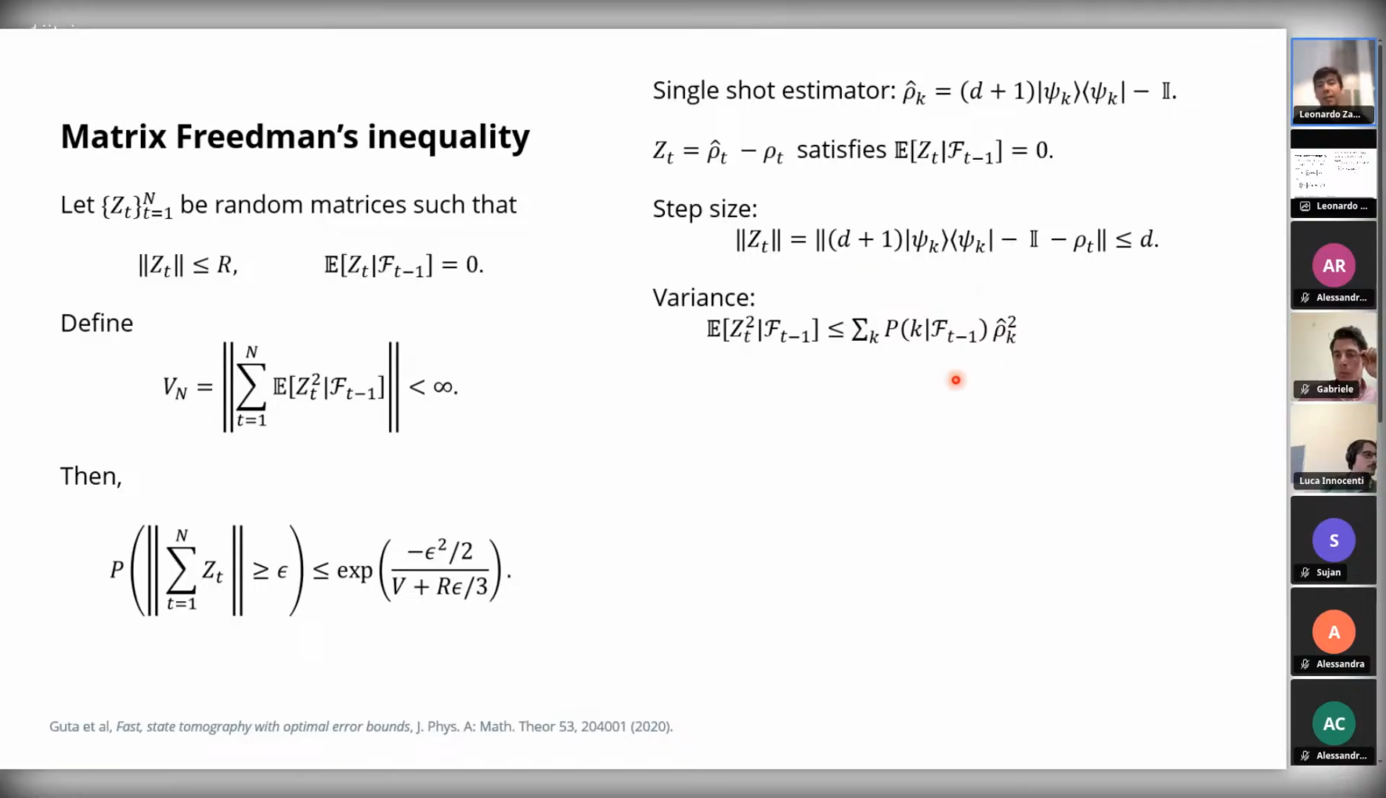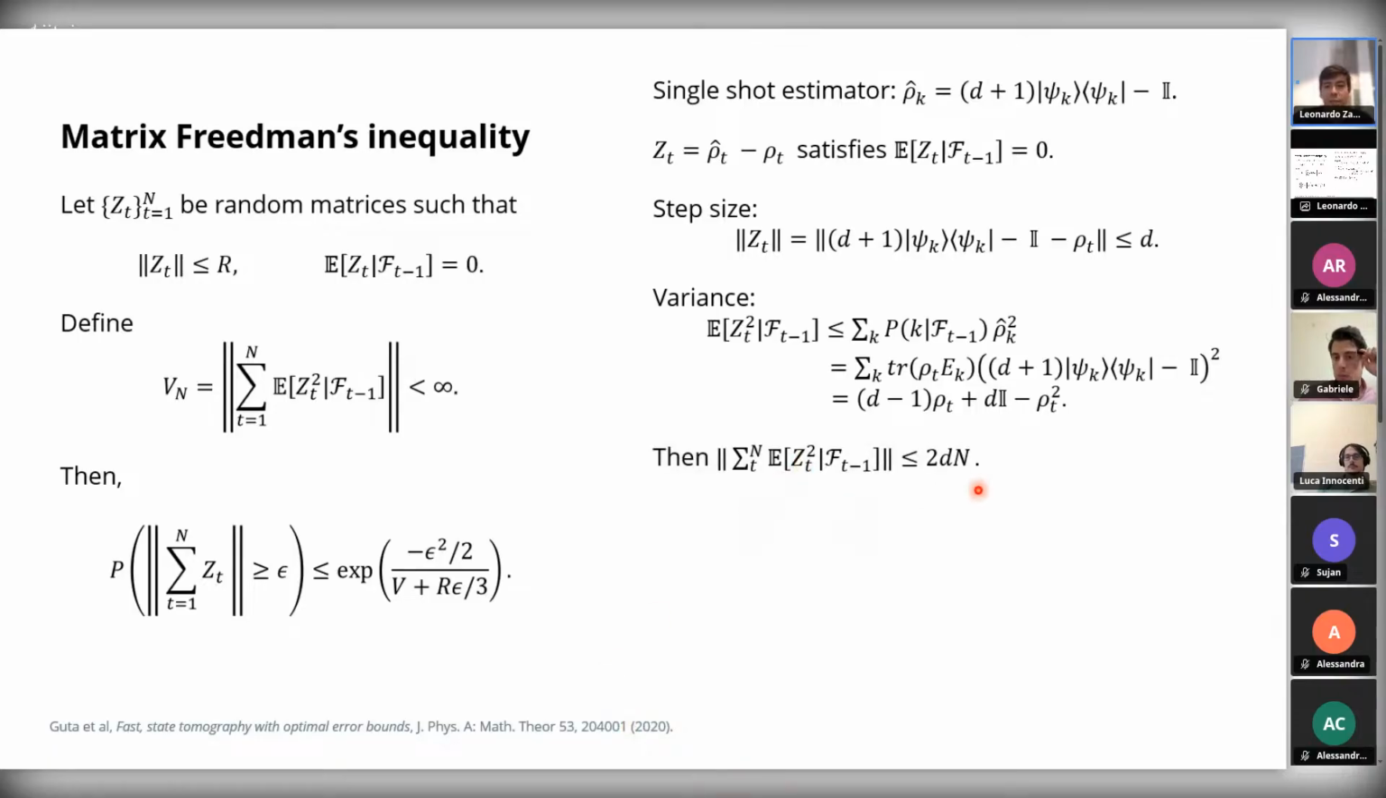And the calculation of the variance is a bit more complicated, because in principle, the probabilities are functions of the previous history. And also you have the square of this single shot estimator here. But since the state is fixed when you measure, we recover the usual Born's rule, and then everything becomes standard. These are calculations that are in this paper. And then we get this bound for the predictable variance.